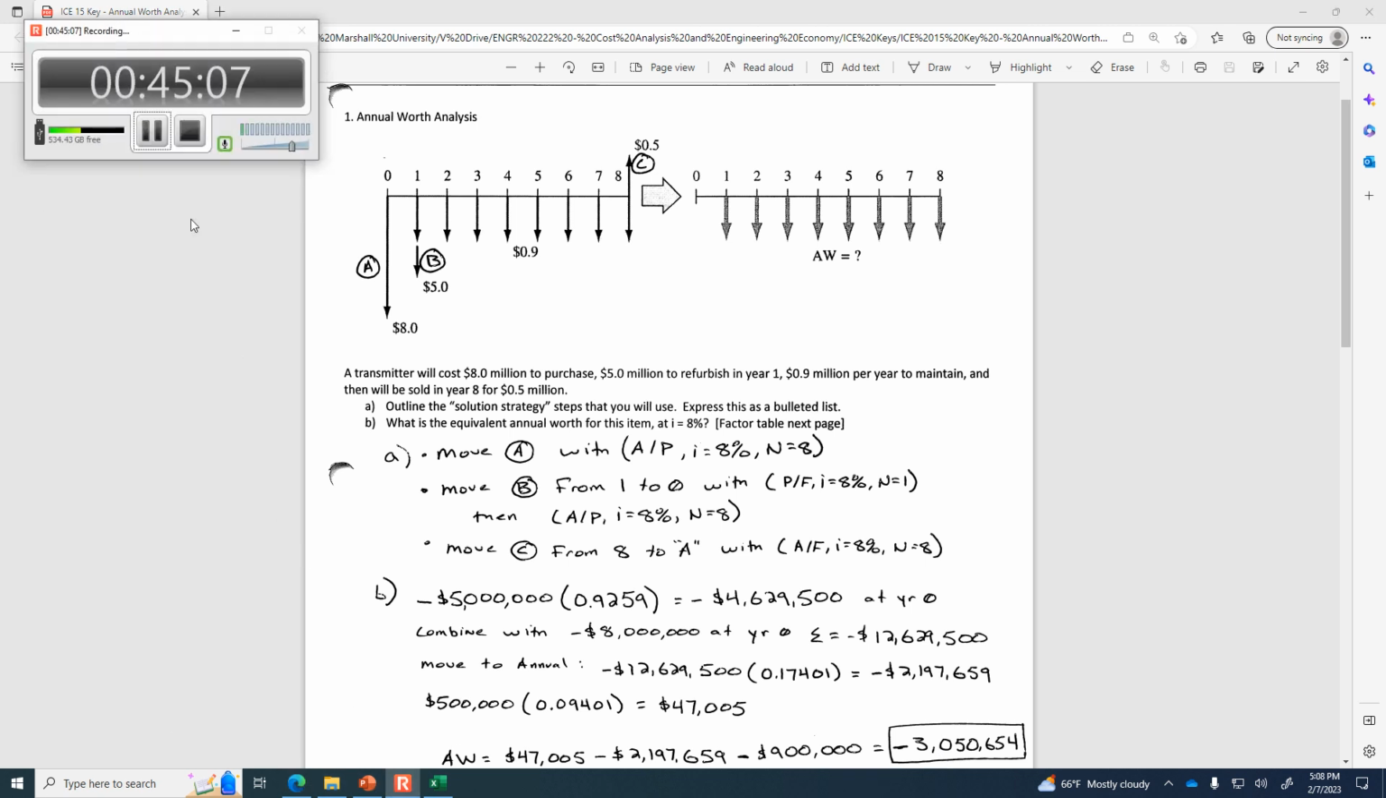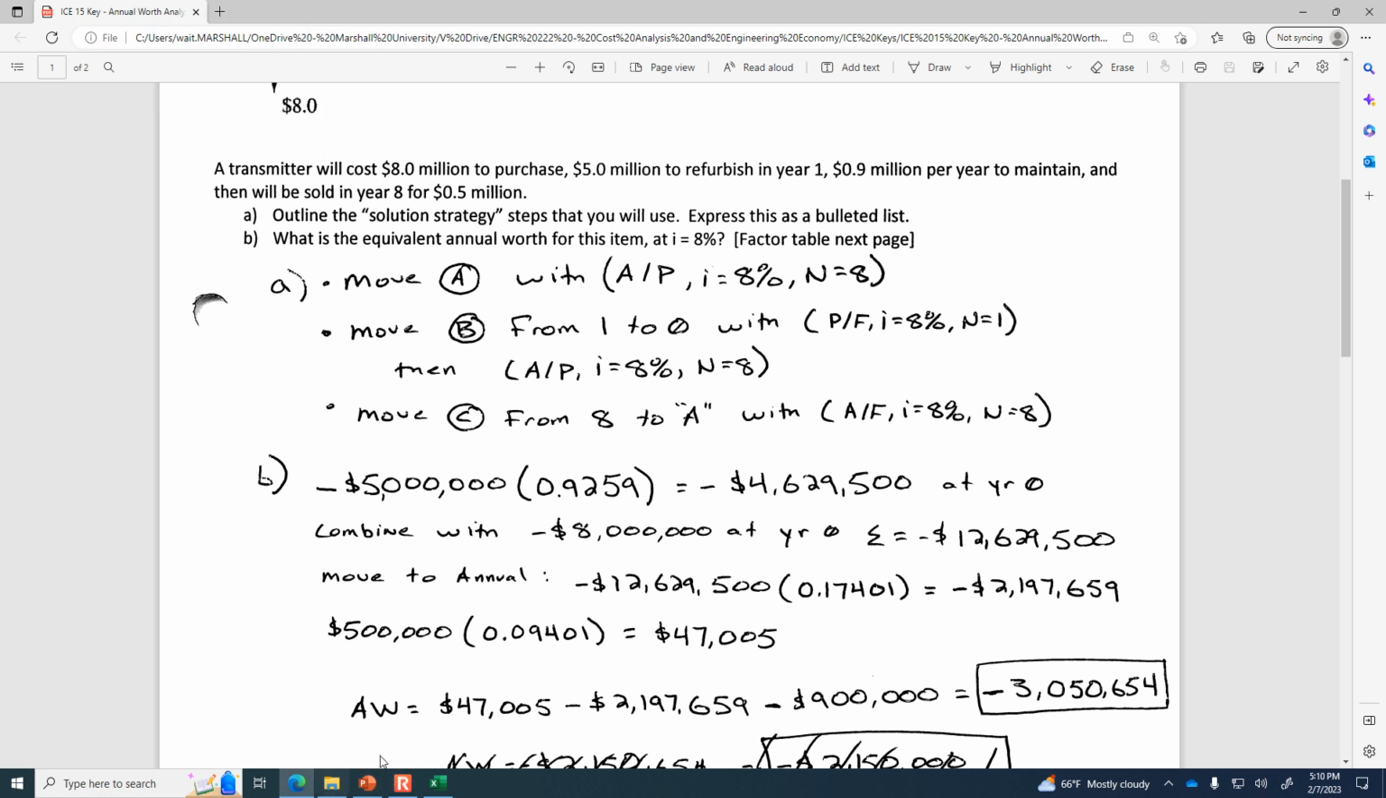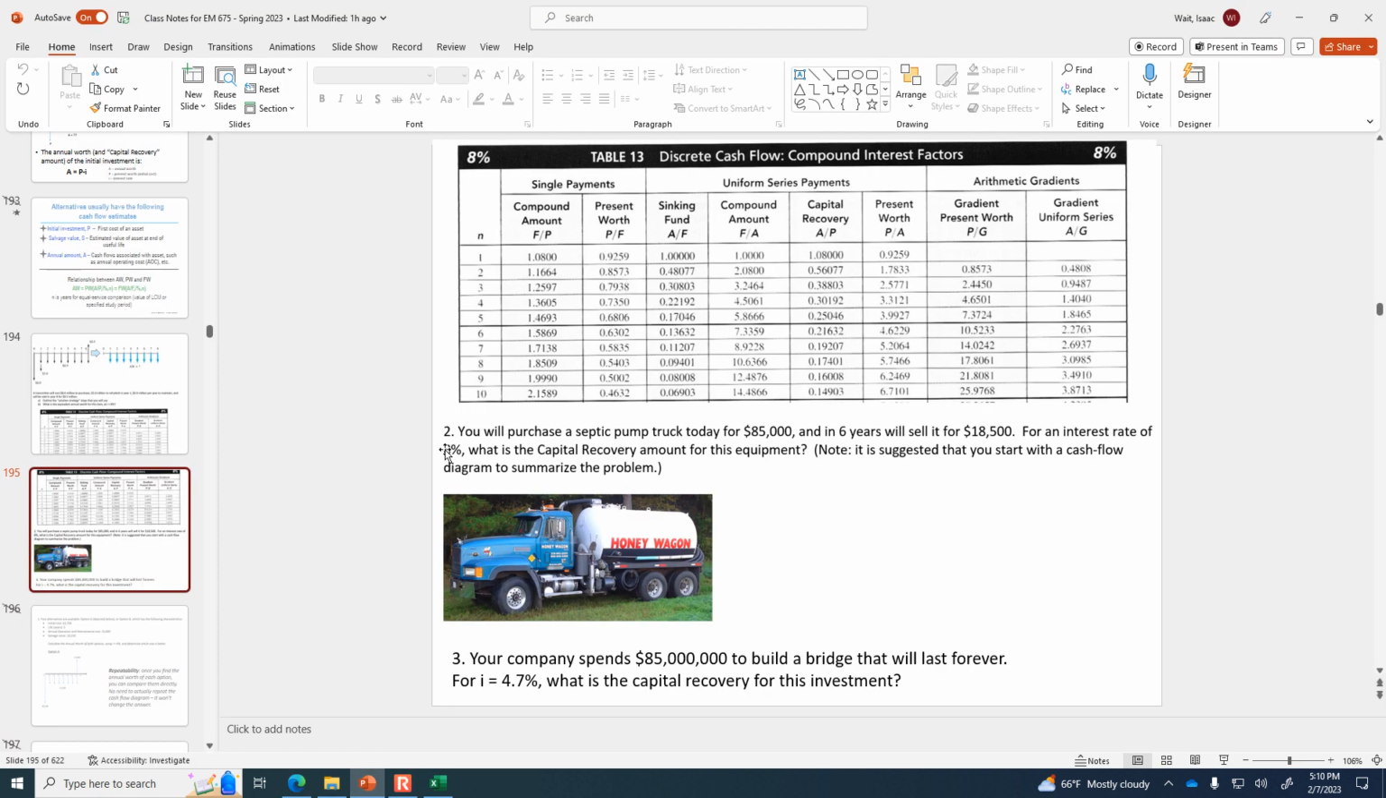Do I need to leave this solution up? Okay, so back to this one, problem 2. Well, no, I guess it's problem 4.